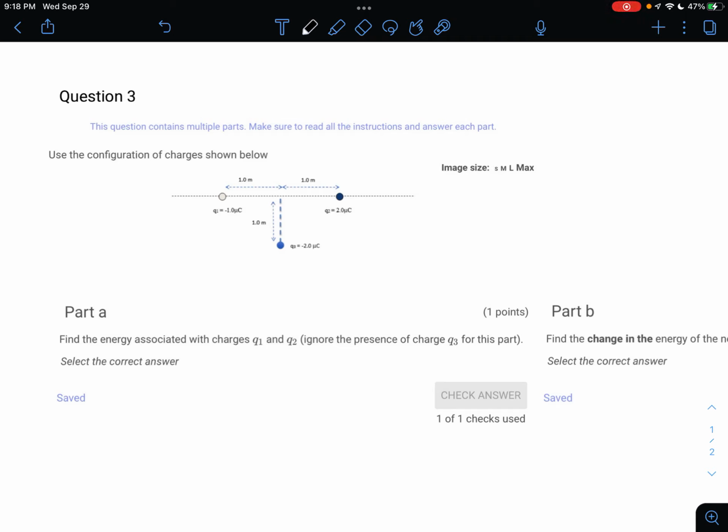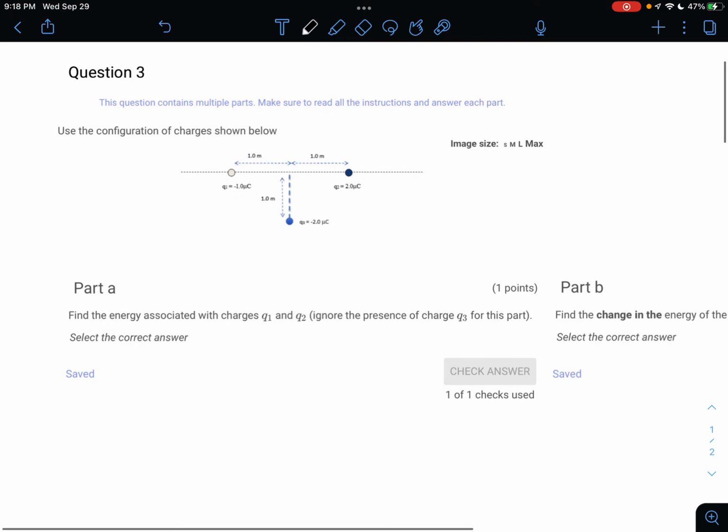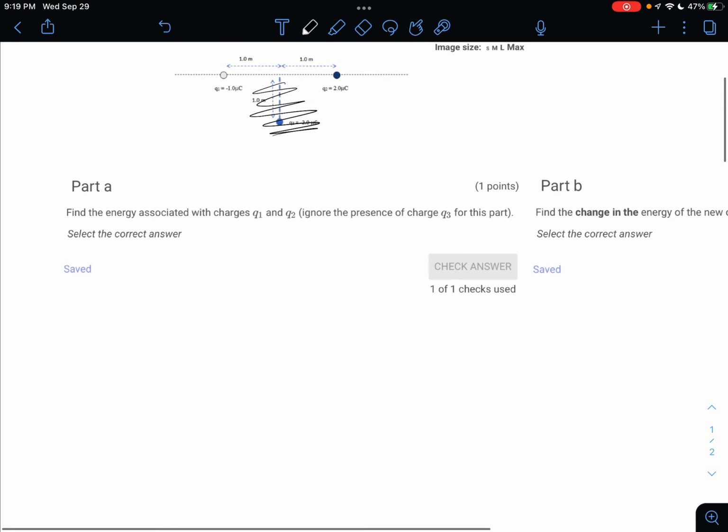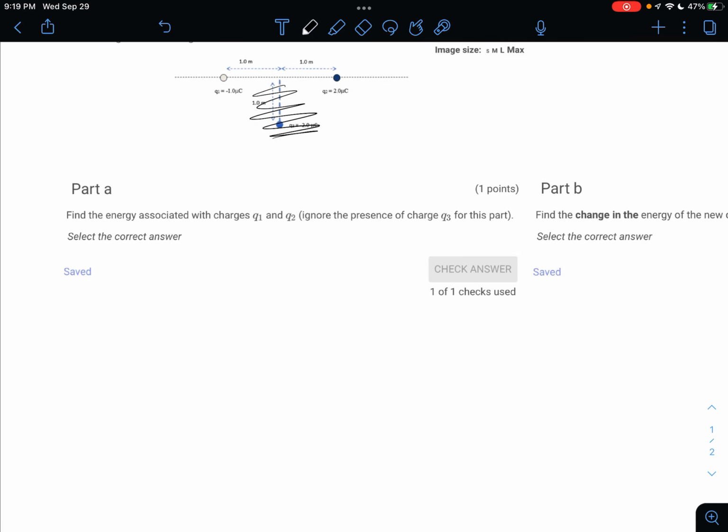Alrighty, y'all. Today I'm going to be taking a look at question 3 for recitation 10, parts A and B. For part A, we're finding the energy associated with charges 1 and 2, and we're ignoring charge 3. To find the energy, I could do the integral and do all of that, but I'm just going to be lazy and skip to the part that I actually know, which is our electric potential energy.